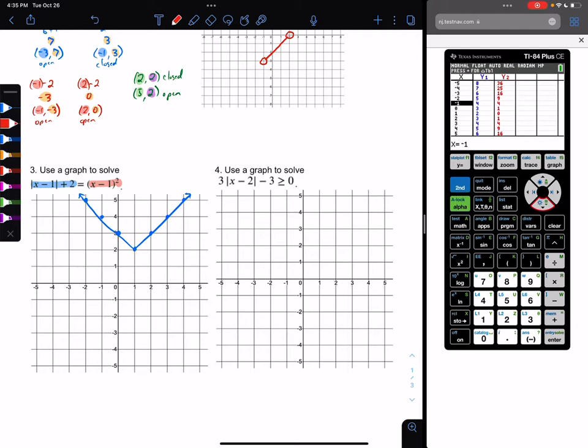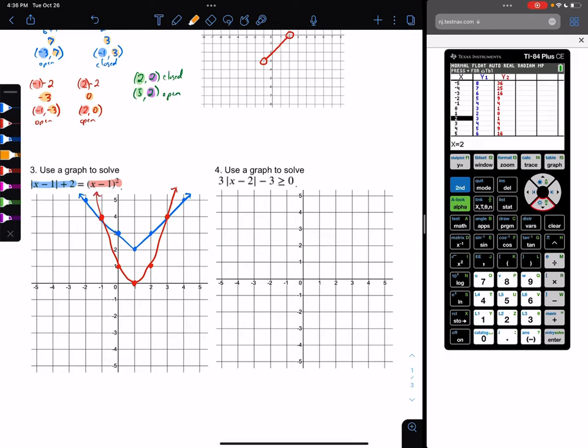-1, 4, so we'll start with that. That matches up, so that's going to be a solution. 0, 1, 1, 0, 2, 1, and 3, 4. And then the next one is off the graph. So my parabola will look something like this. Not my best work, but it's good enough.